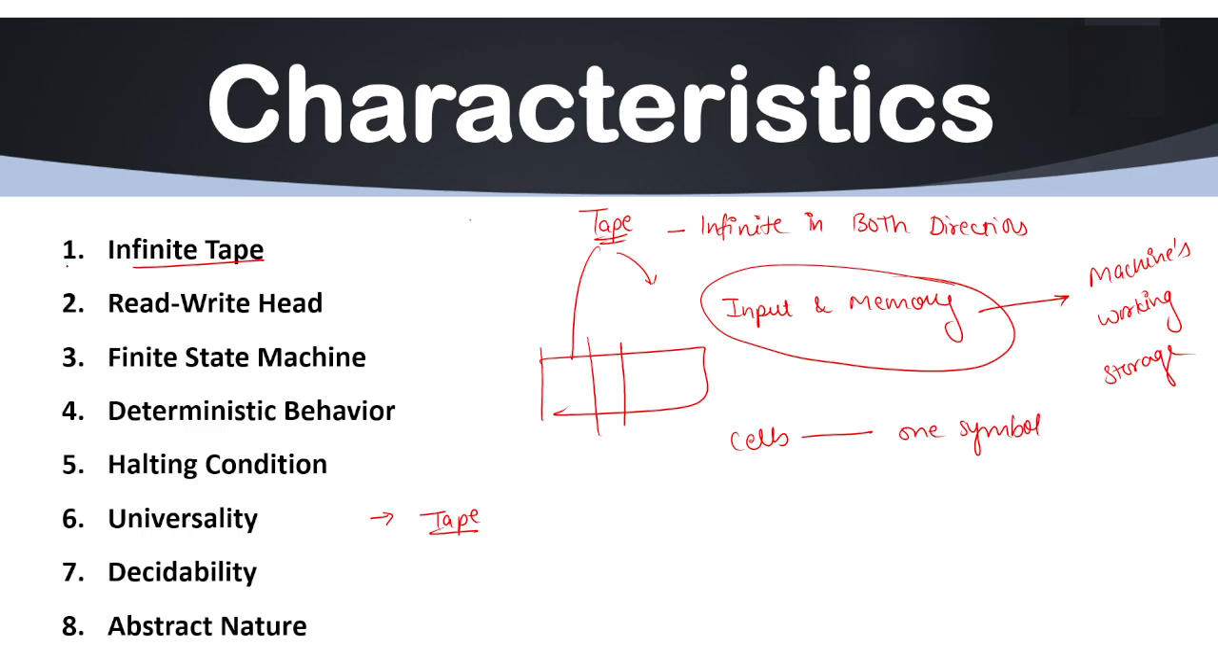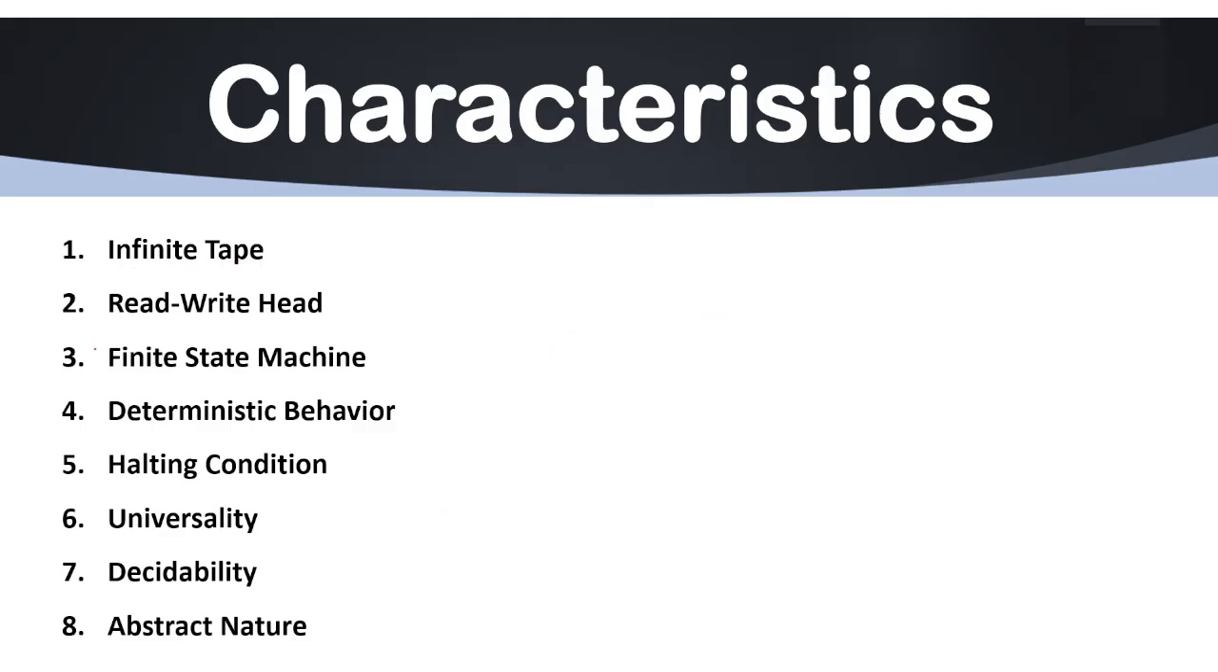All right. Another characteristic is its read-write head. Simply, we can say the read-write head as a head in Turing machine. This particular head moves along the tape. It moves along the tape and reads or writes symbols. And a set of rules is also included here.